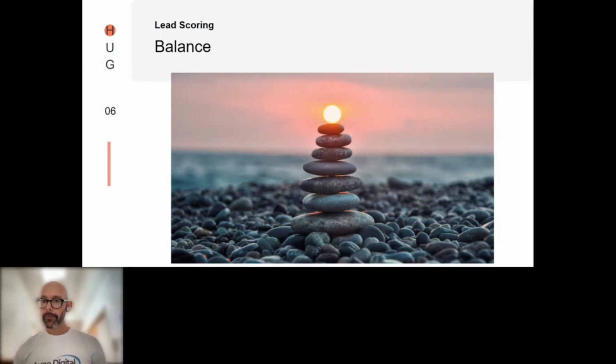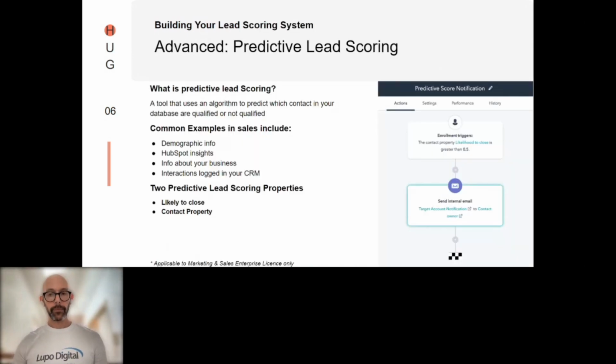Okay, guys. So just very quickly talking about predictive lead scoring. This is an advanced feature of lead scoring, and I might add it's only applicable to enterprise licenses, marketing and sales enterprise licenses. But broadly speaking, predictive lead scoring uses machine learning.